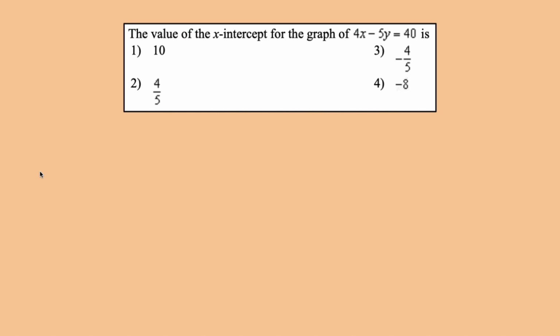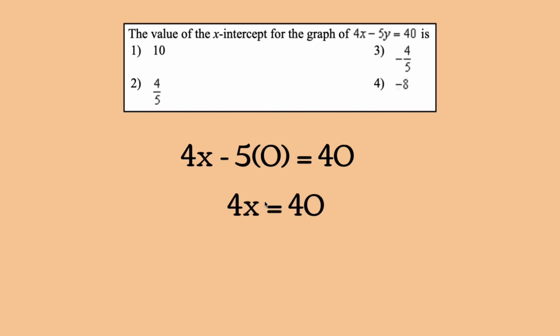For the second question, it says the value of the x-intercept for the graph of 4x minus 5y equals 40 is... So we have our equation here, and since we're asking for the x-intercept, we're going to substitute 0 for y. So once we solve this, we get 4x equals 40 because 4x minus 0 is just 4x. And then we're going to divide both sides by 4. We get x is equal to 10. So our x-intercept is 10, which is choice number 1.